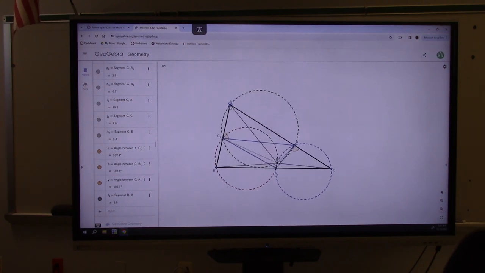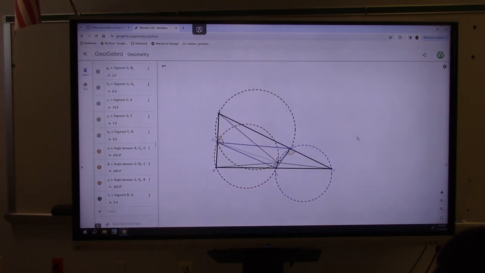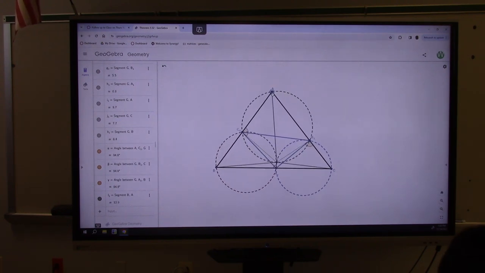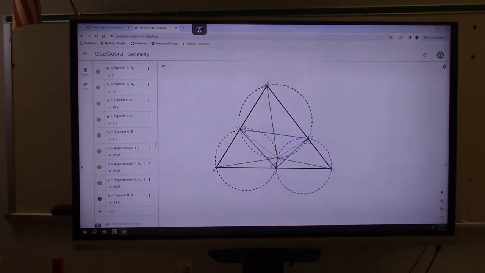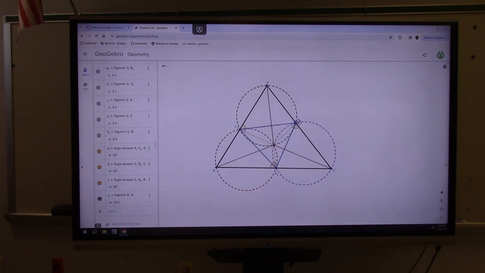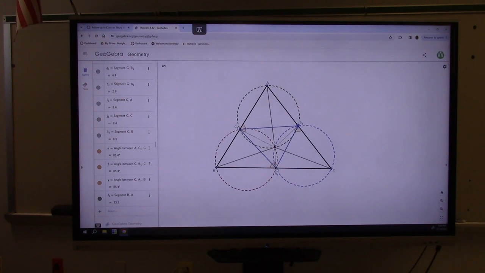Does it appear here that PA1 is a diameter of the green circle? Certainly it does not, okay? Does it appear that PC is the diameter of the purple circle? Also no. But if you should happen to be in that situation, how do you actually do this? It's not so obvious how. Actually, it is kind of obvious.